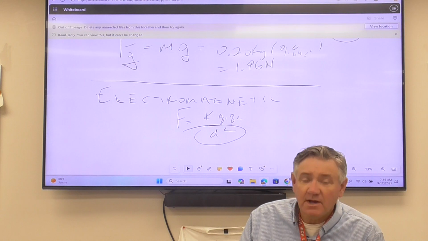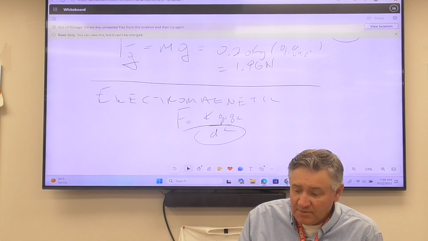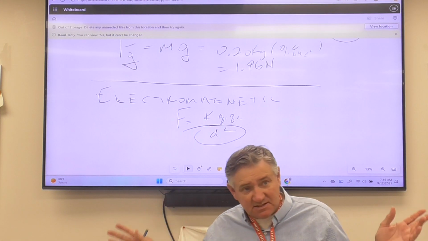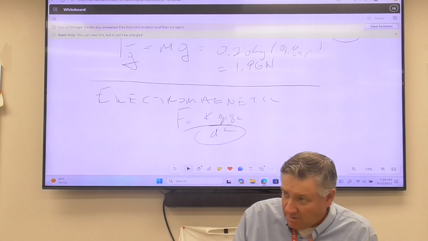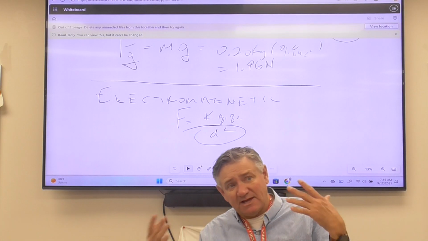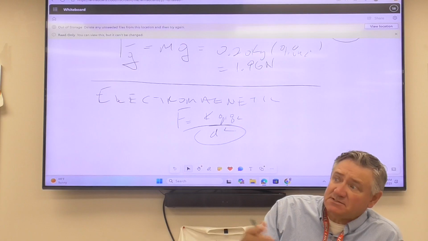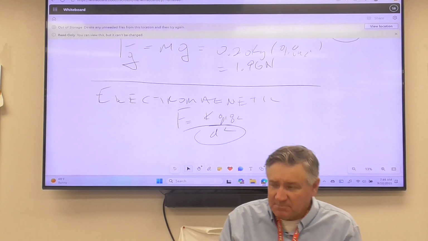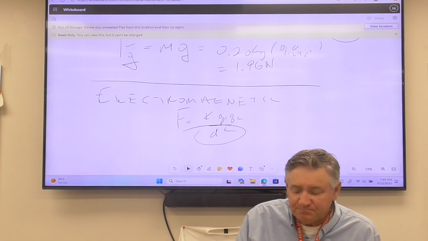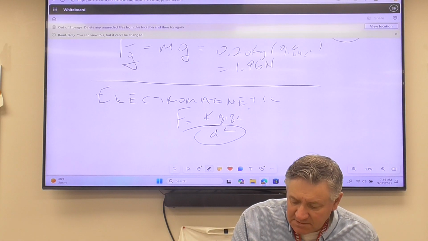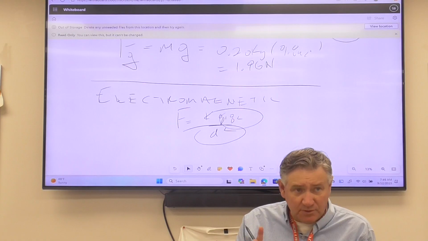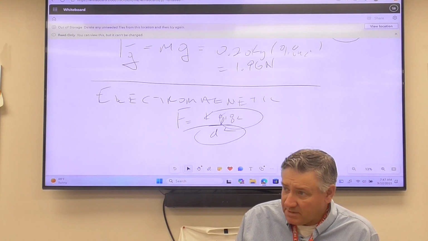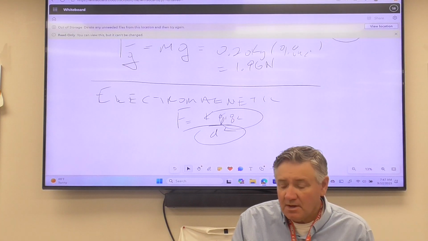But here's what's important. As the charge gets bigger, the force gets bigger. As the distance gets bigger, the force gets smaller, okay? So in that regard, it's like gravity. The bigger the mass is, the stronger the gravitational force is. The bigger the distance is, the smaller the gravitational force, okay? But this only works with charged particles. Like if you have neutrons, this equation won't work because the neutron doesn't have a charge.